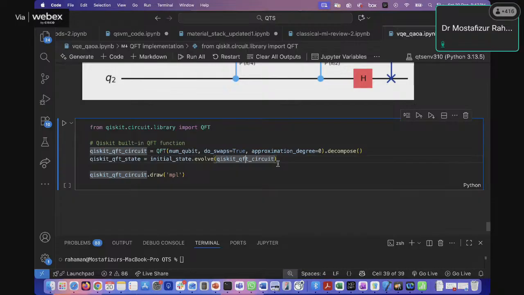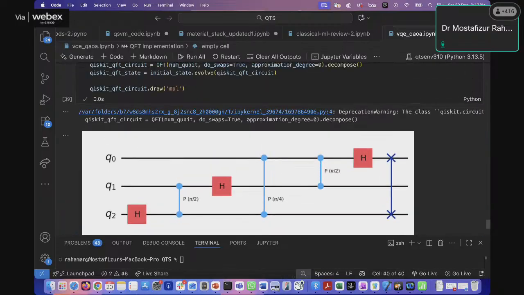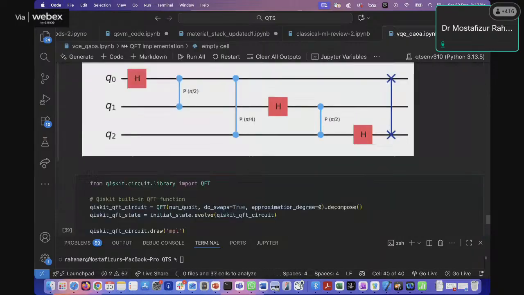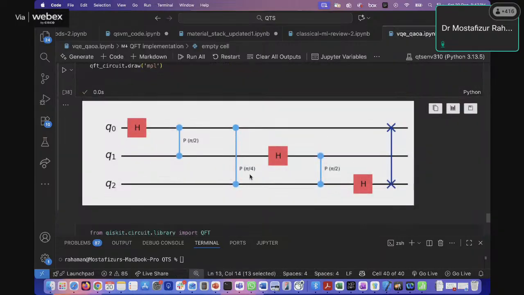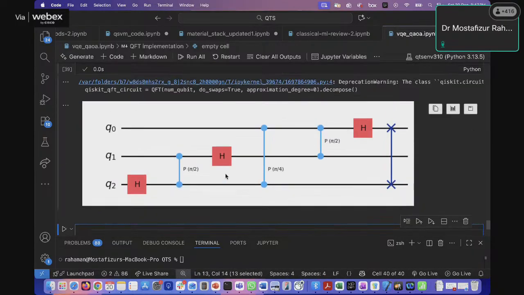Okay? So let's print this. The same circuit you can look at here. So this is what we manually designed, and this is what Qiskit is giving us, right? Just a different way, just the Qiskit inbuilt function, right? Same thing. The solution is the same, just design wise it looks a bit different.